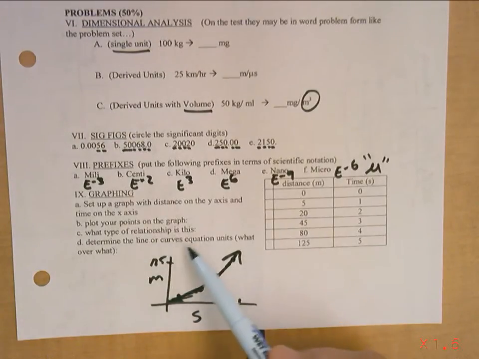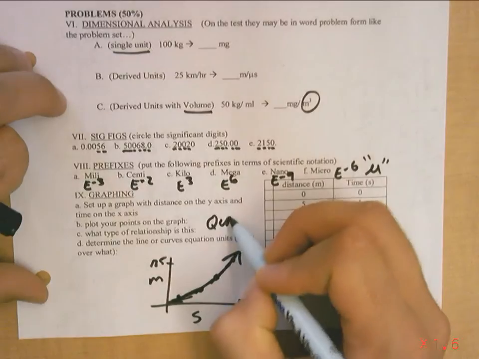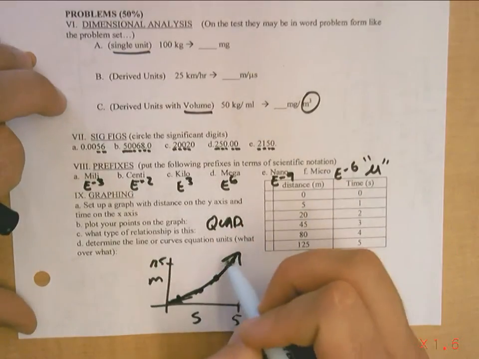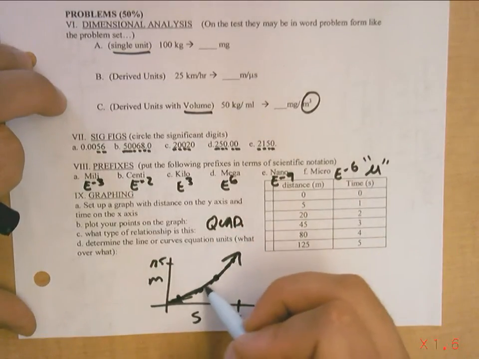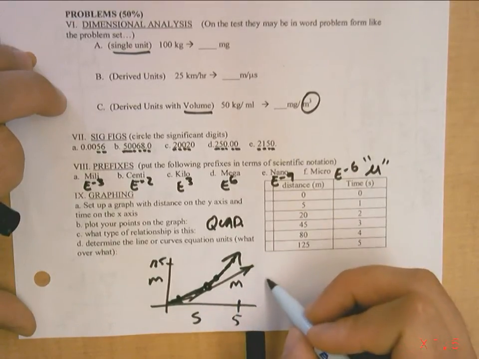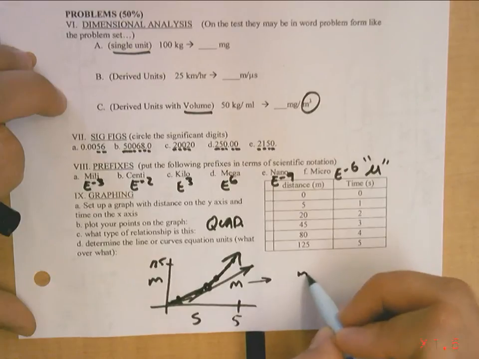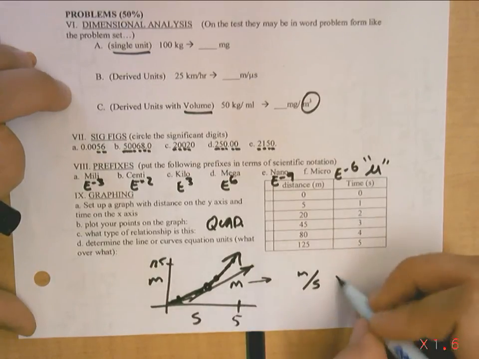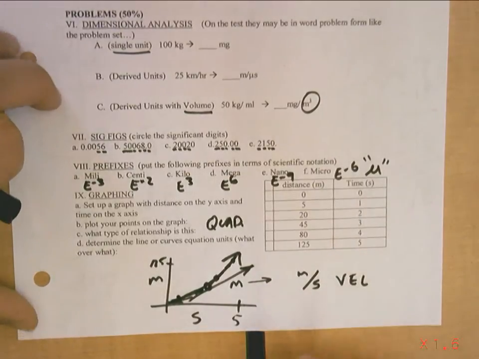So we plot our points in the graph, what relationship, quadratic or parabolic, the units of the slope. So if I pick any point on that curve and I draw a tangent line and I find its slope, I would see that the units for the slope would be rise over run, meters per second, and that quantity would be velocity or speed.